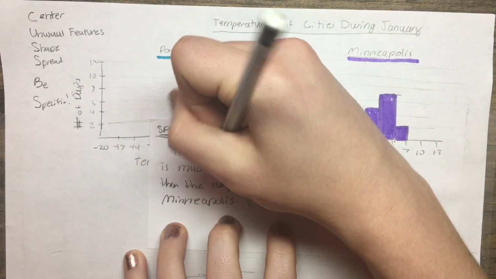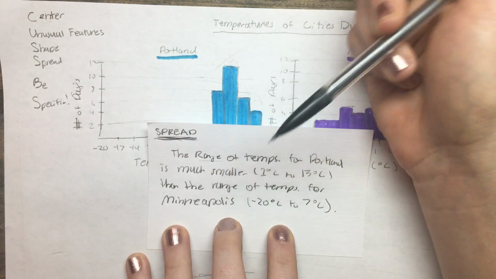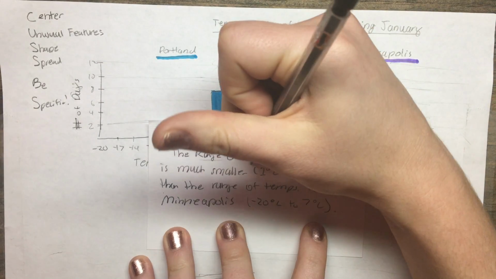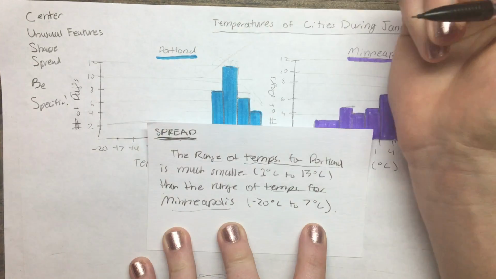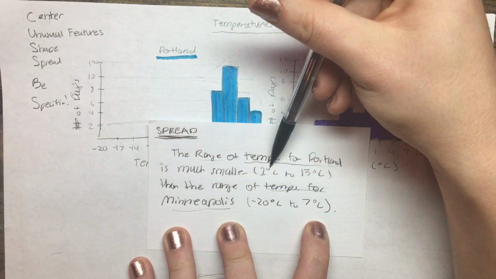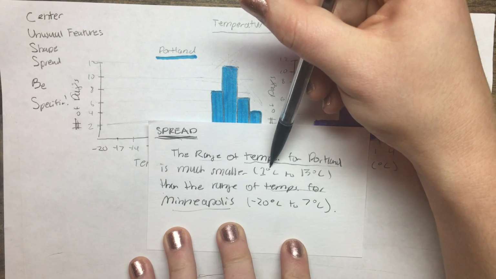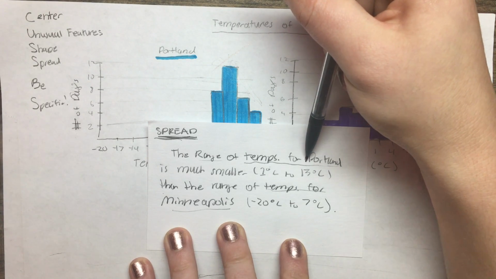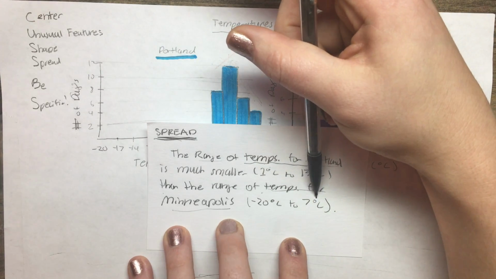So I said the range, you can say the spread, or anything that can work there. The spread of the distribution would work too. I used context because I included temperatures for Portland and temperatures for Minneapolis. And I was specific because I specifically said the range. I didn't just say it was smaller. I gave data from each of the graphs, saying it was 1 degree Celsius to 13 degrees Celsius, and data for the other graph saying it was negative 20 degrees Celsius to 7 degrees Celsius.